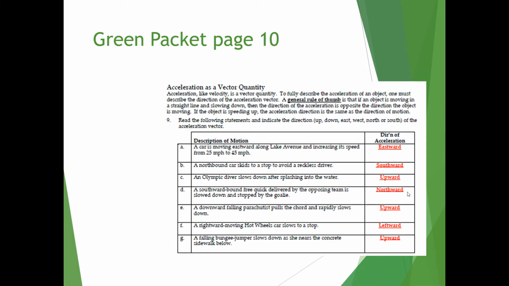Letter G, a falling bungee jumper slows down as she nears the concrete sidewalk below. So she's moving down, she's slowing down, so her acceleration vector is up.